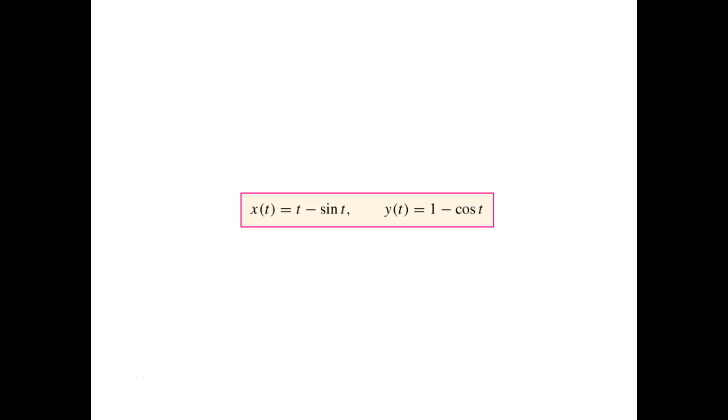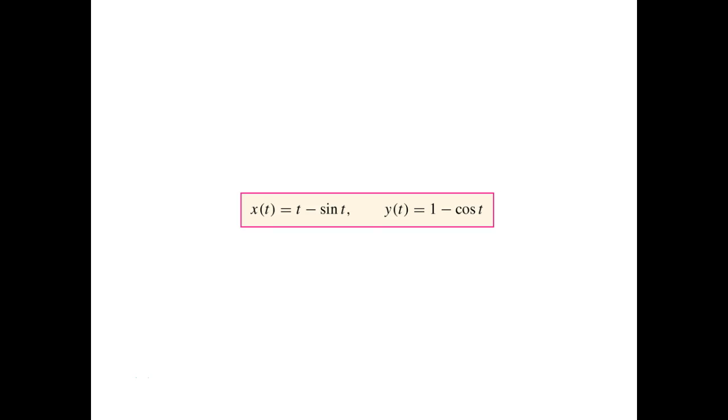Okay, how about the y? Okay, y is vertical distance here. When t is 0, cosine is 1. 1 minus 1 is 0. Sure enough, that was 0. Jump over to 2 pi, and cosine of 2 pi is 1. And 1 minus 1 is 0. Sure enough, it was at 0 there.